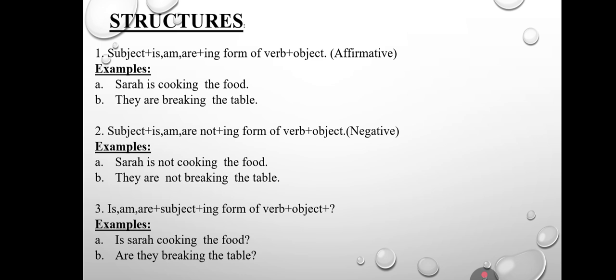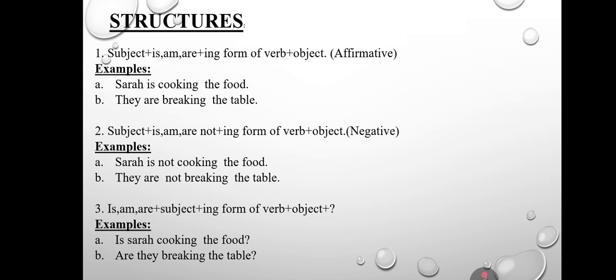Moving forward to the next type, which is negative sentences. First, we need to have a subject. Helping verbs will remain the same. All you need to do is add not after the helping verb, then the ing form of the verb, in the last the object, and a full stop. Sarah is not cooking the food. They are not breaking the table.